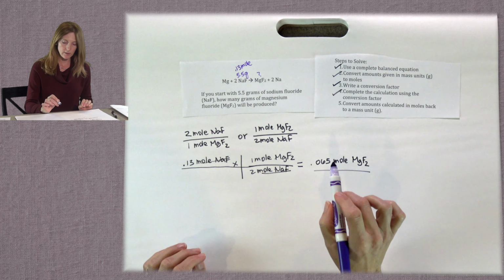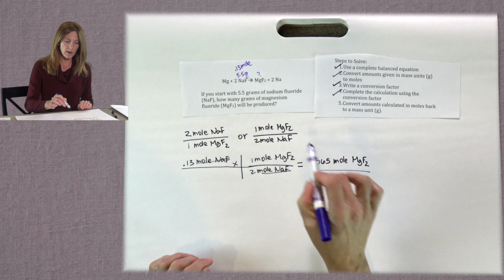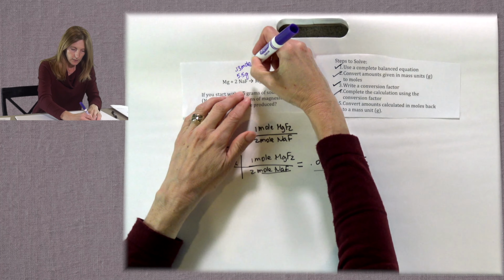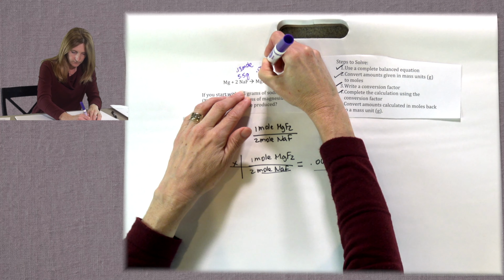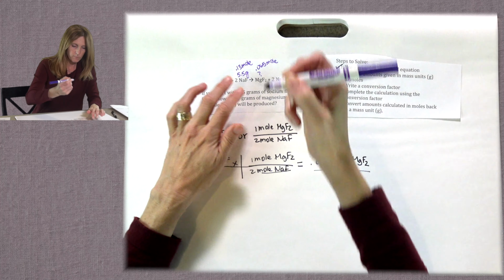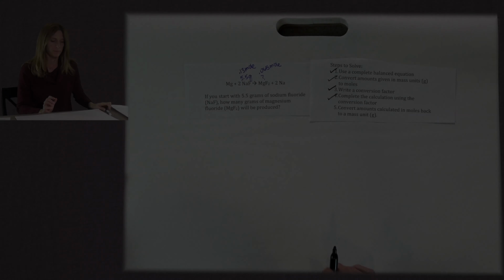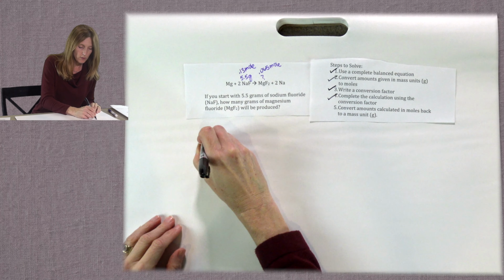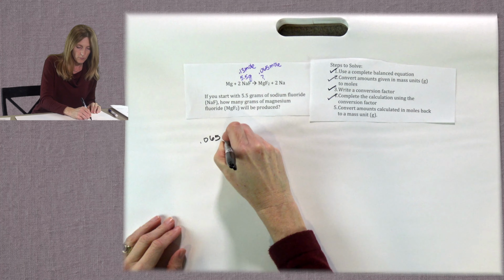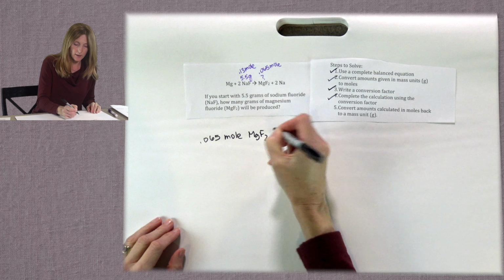So we just calculated that we will produce 0.065 moles of magnesium fluoride. Let's go ahead and write that up above our chemical equation. And we will now convert that amount into grams. All right, so the last step that we're doing is we're converting our 0.065 moles of magnesium fluoride into grams.